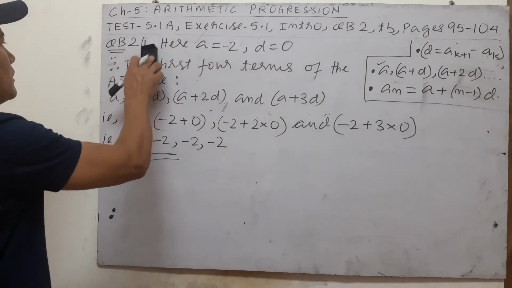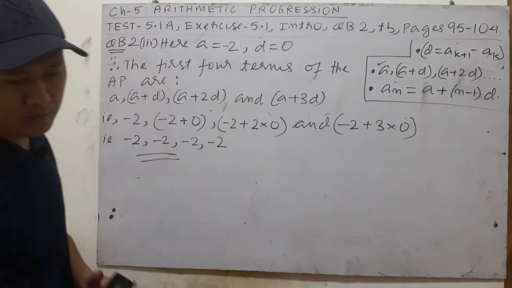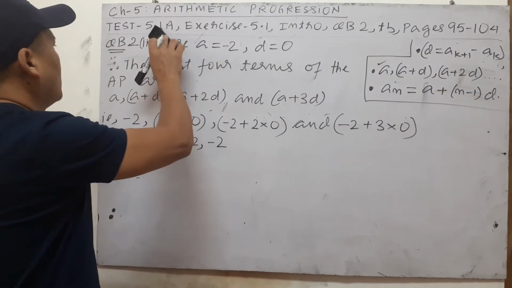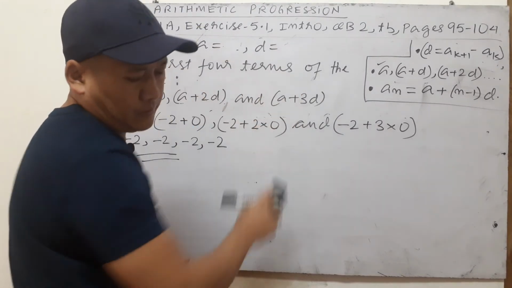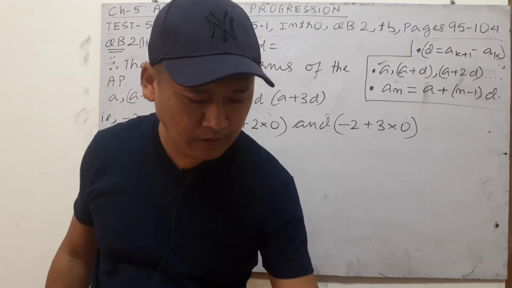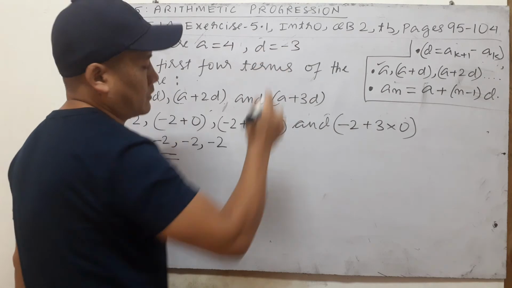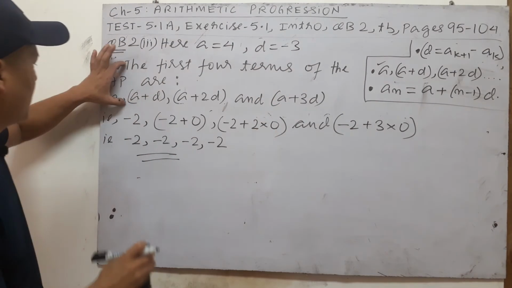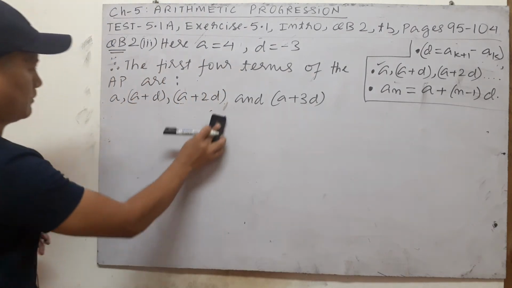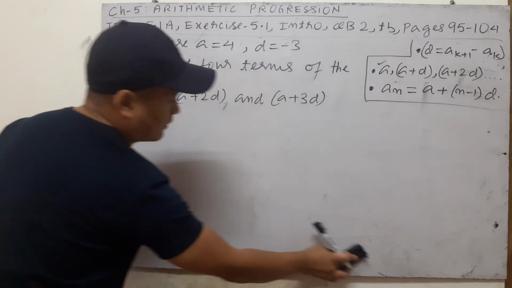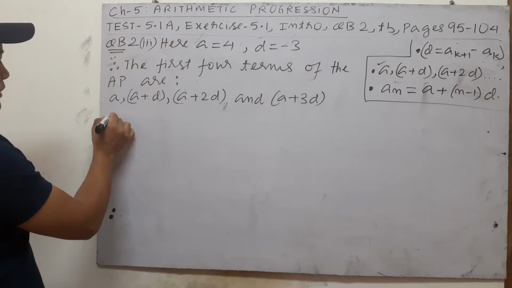Next one, the third one. Here the common difference is... Let's write it down carefully. A is 4, D is minus 3. A is 4 and D is minus 3. So up to here you write the same again. Okay, write the same. So A here is 4, so write that one.